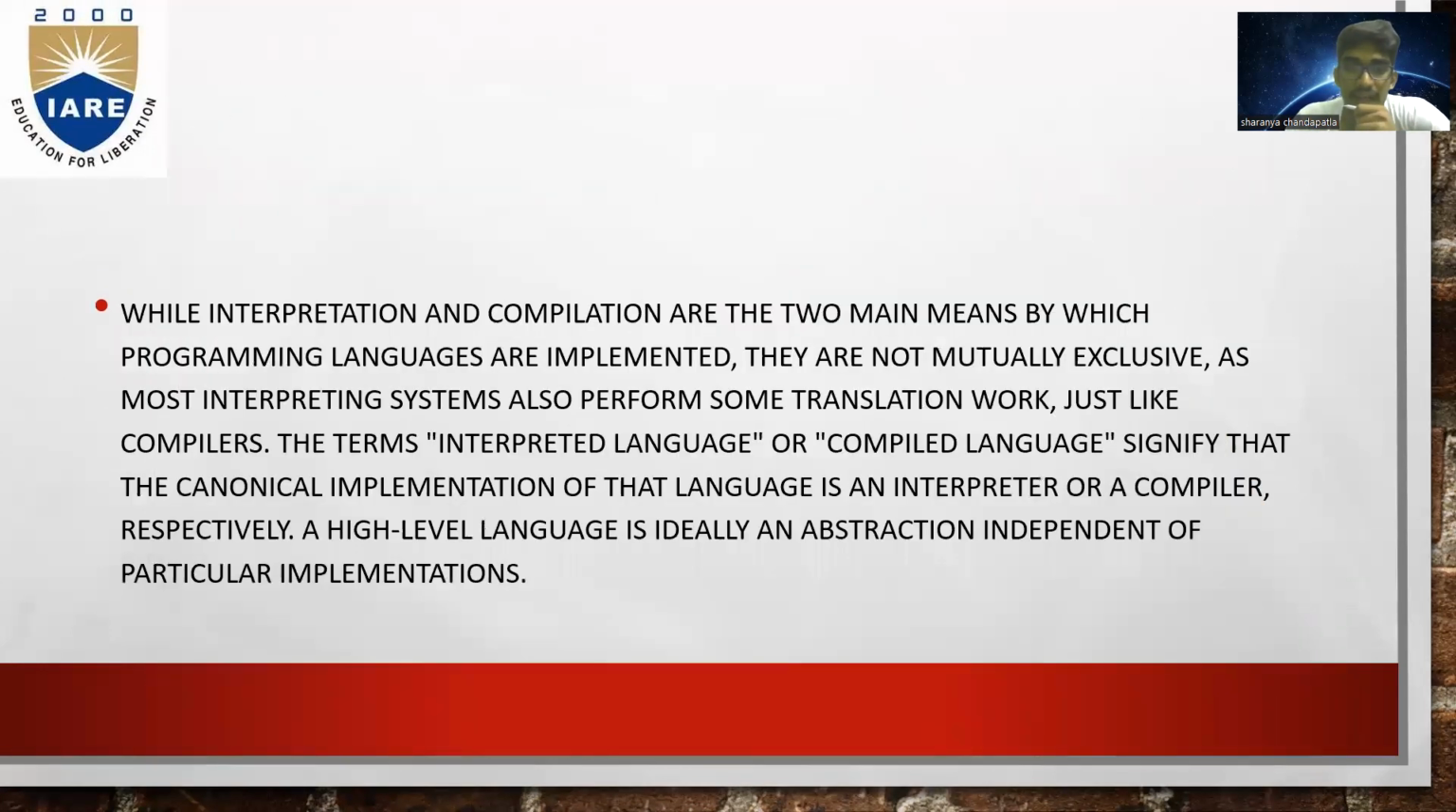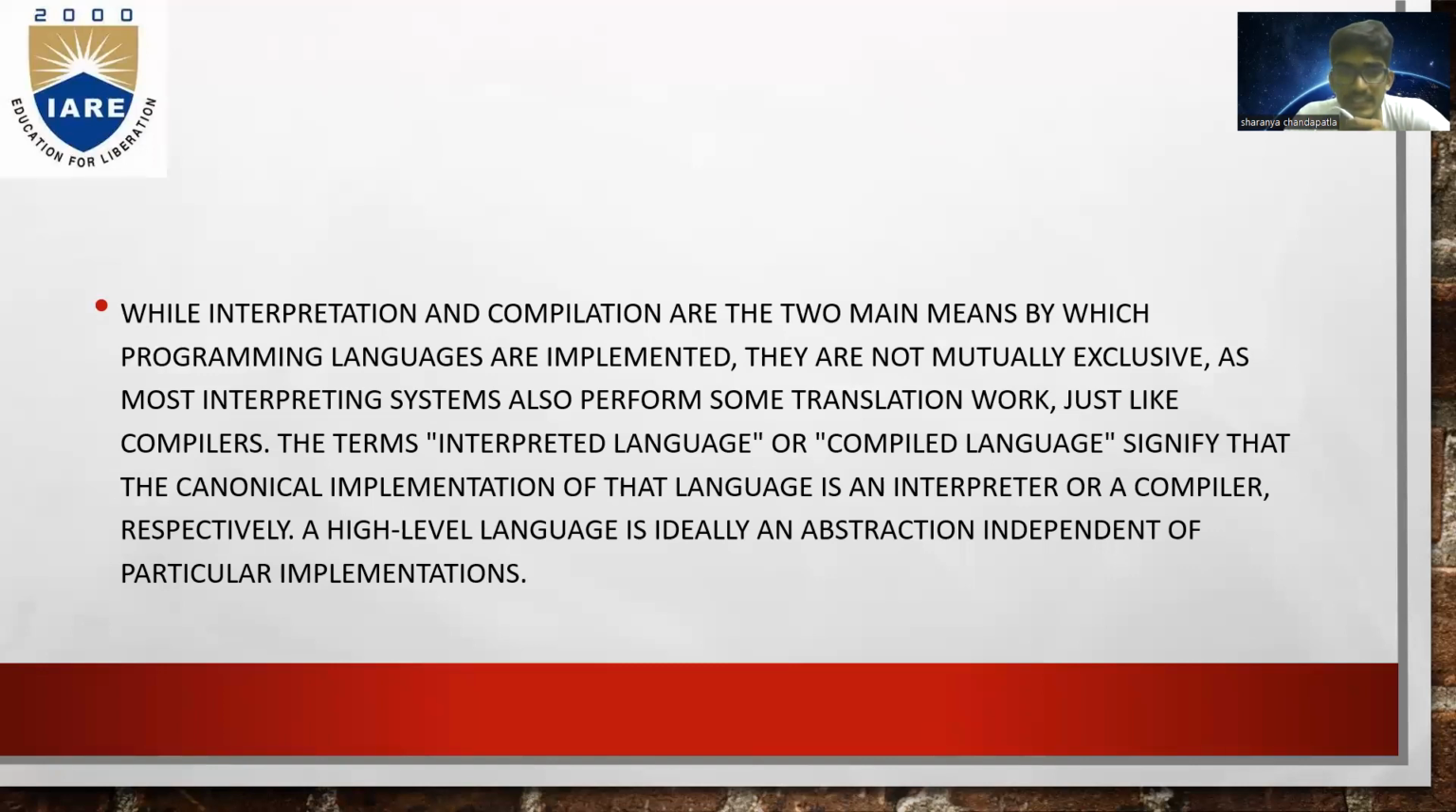While interpretation and compilation are the two main means by which programming languages are implemented, they are not mutually exclusive, as most interpreting systems also perform some translation work, just like compilers. The terms interpreted language or compiled language signify that the canonical implementation of that language is an interpreter or a compiler, respectively. A high-level language is ideally an abstraction independent of particular implementations.